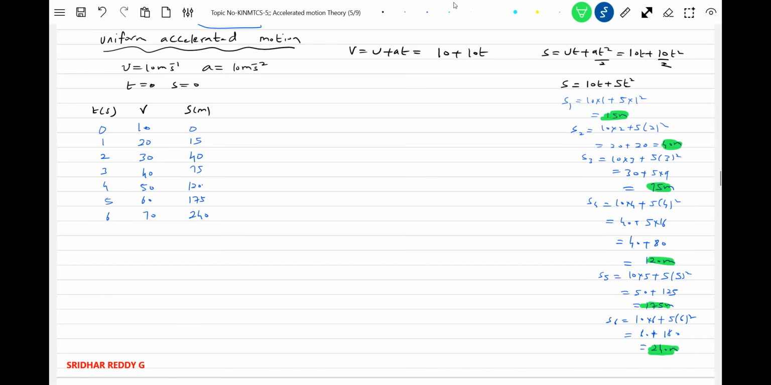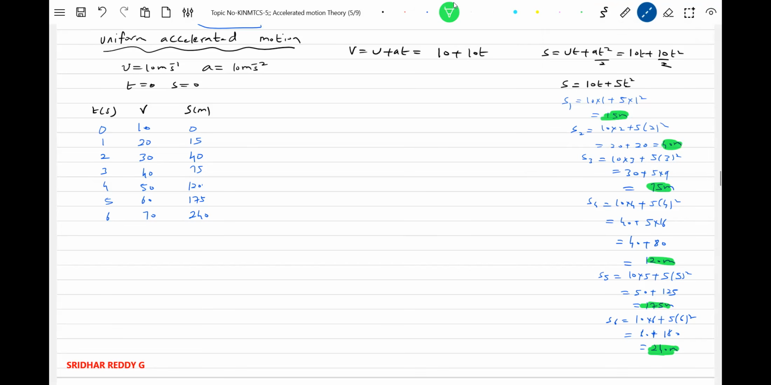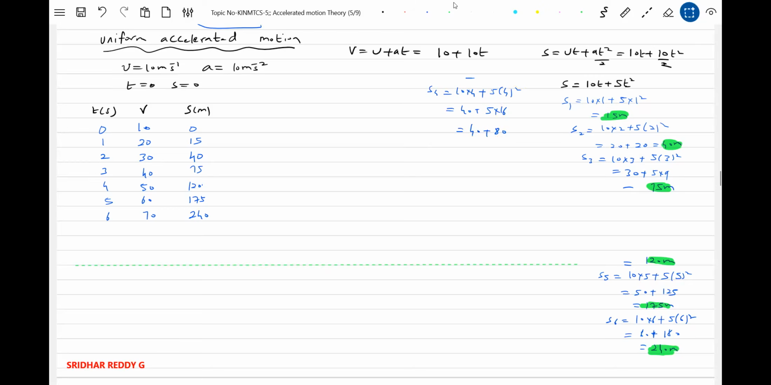Position of particle at various instants of time. Again the same scooter, it is accelerating, the speed is increasing. I don't have time to draw the scooter. We will shift the data.